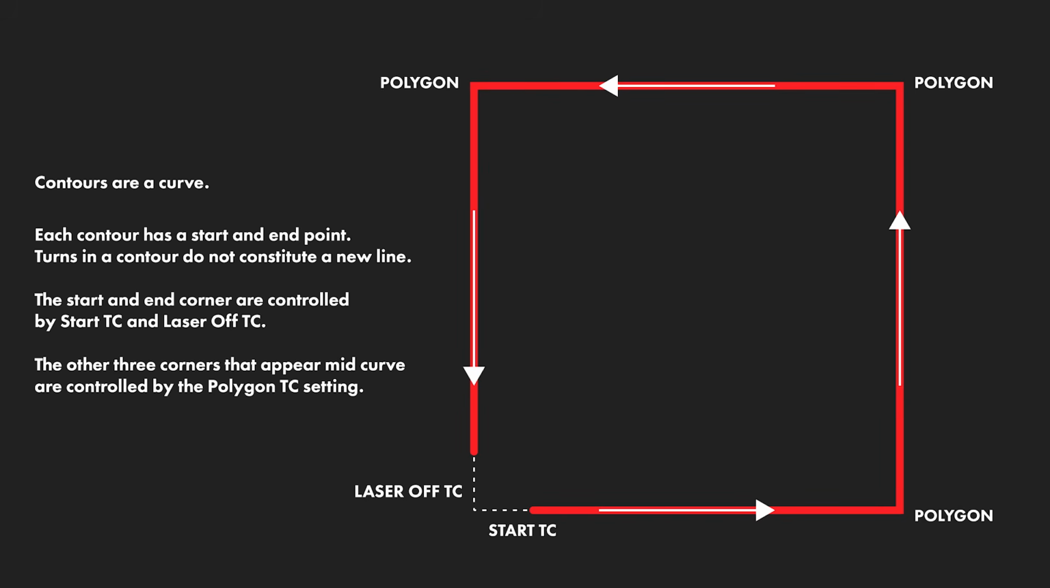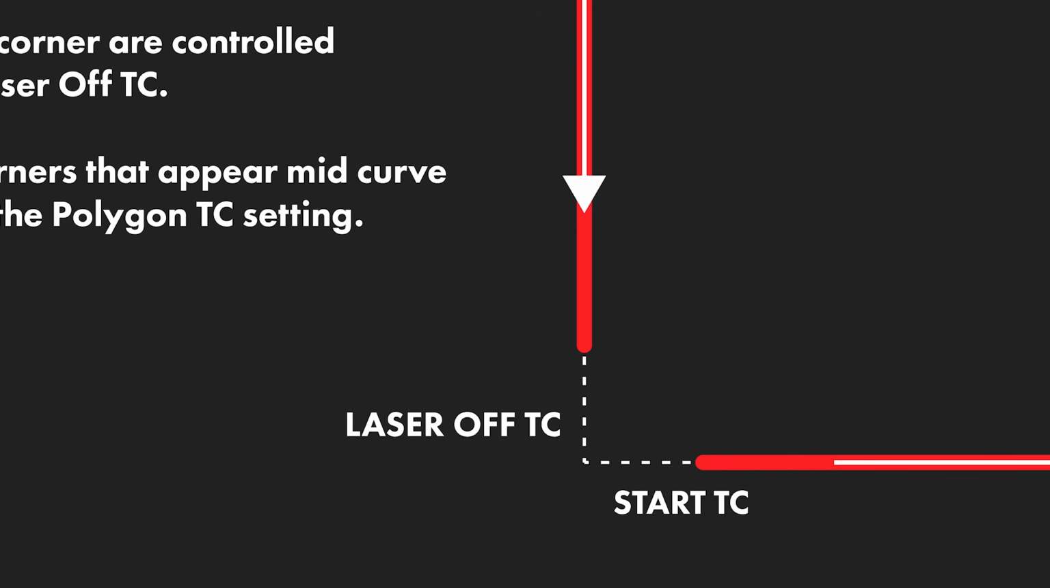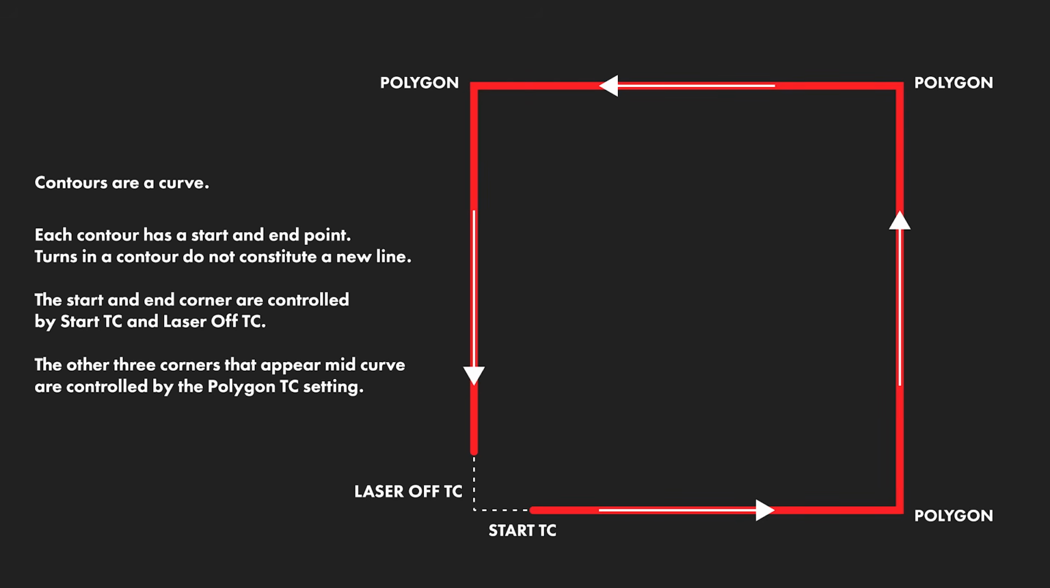Moving on to Polygon. I've said it twice, but it bears repeating. Ezcad sees the contour of these boxes, and any shape for that matter, as one complete curve, regardless of how many sides it has. The start and end of this curve are controlled by the Start TC and Laser Off TC settings, but these other three corners are controlled by a setting called Polygon. Essentially, even though Ezcad sees, for example, this entire square as a curve, the Galvo mirrors still must stop at each corner to change direction. The Polygon setting tells the Galvo mirrors exactly how long to stop while turning each corner.